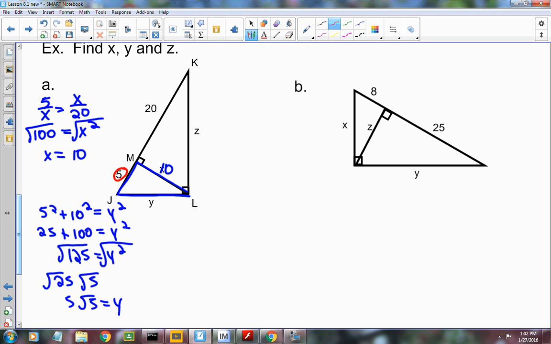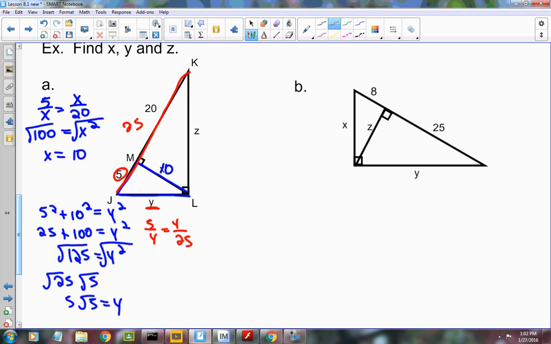5 is to y as y is to 10, no. Because it's the geometric mean between the closest part and the whole thing, which is 25. So it would have looked like this: 5 is to y as y is to 25. Okay? You could have done it like that.